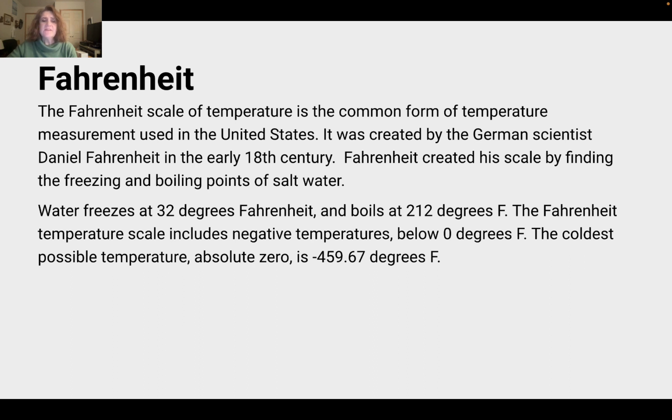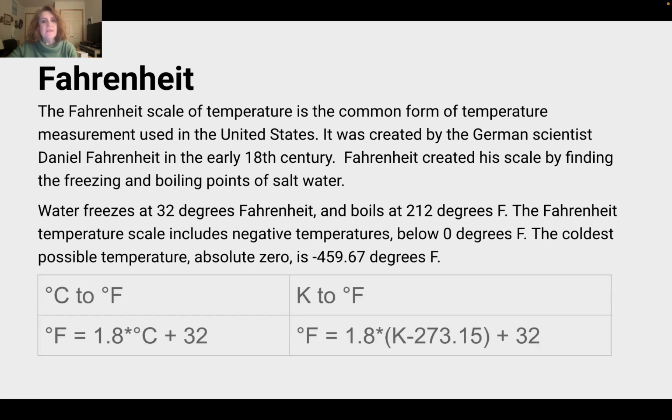The Fahrenheit scale does include negative temperatures, temperatures below zero. The coldest possible temperature, which would be absolute zero, is negative 459.67 degrees Fahrenheit. These equations to convert Celsius to Fahrenheit and Kelvin to Fahrenheit are given and should be added to your formula sheet.